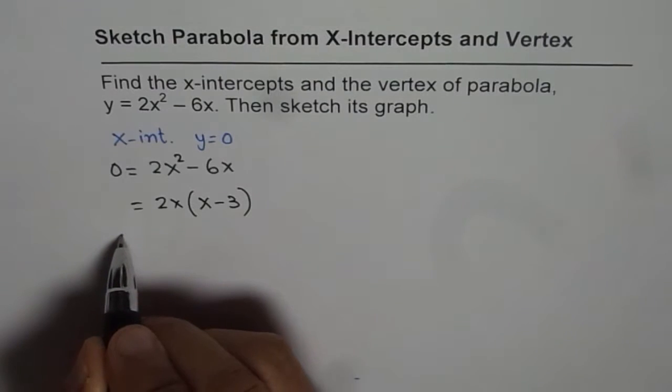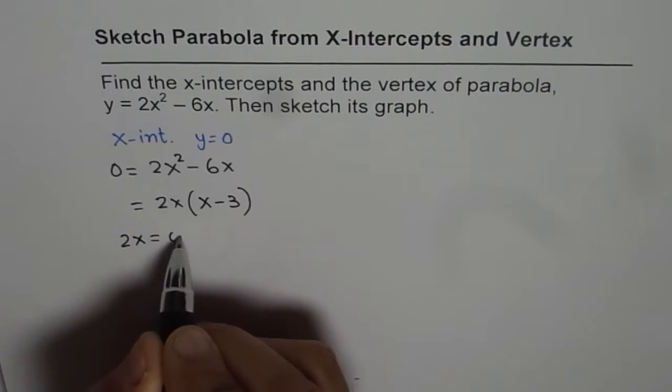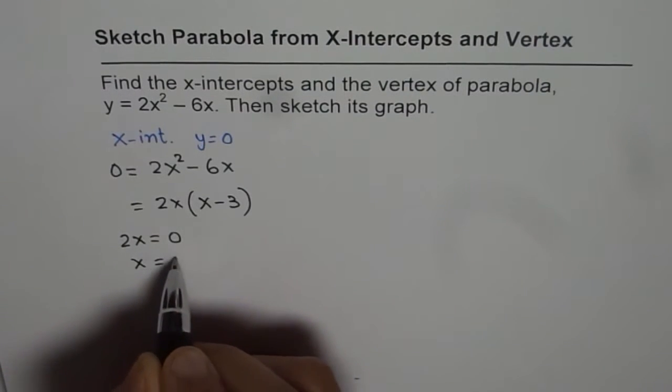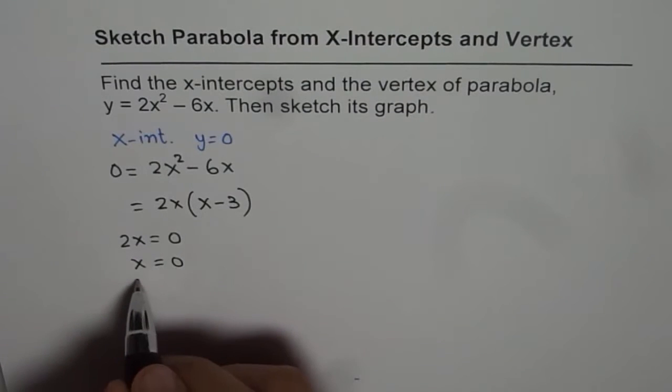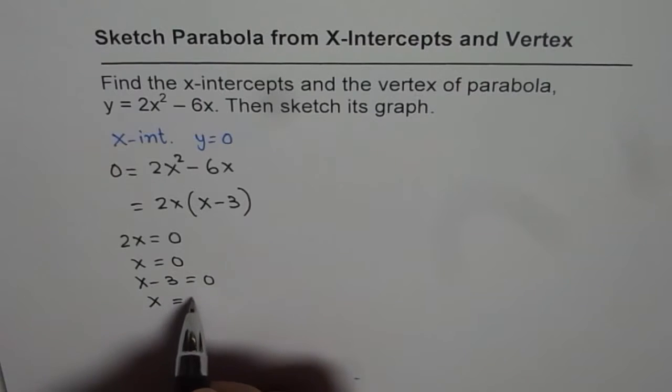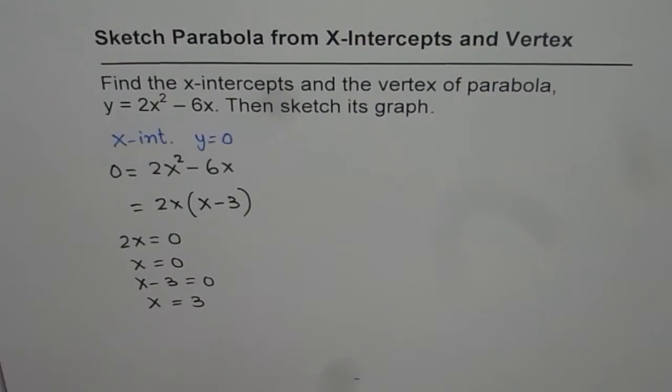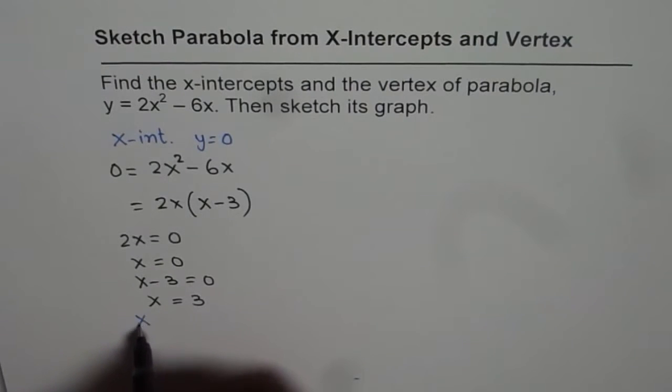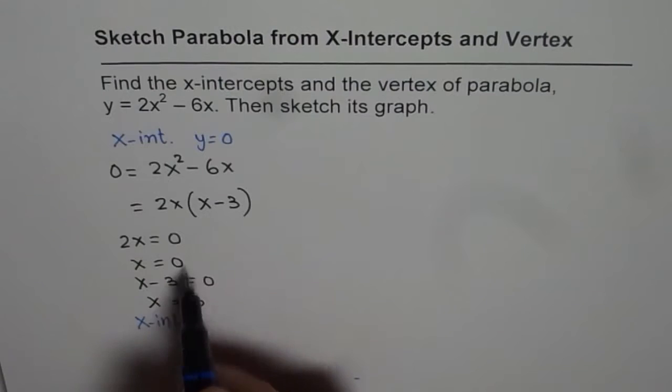So how do we find it? We say, well, let us say 2x equals 0. That means x equals 0, right? Or we can say x minus 3 equals 0. That means x equals 3, right? So that gives us two x-intercepts, right? So we have x-intercepts at x equals 0 and 3.